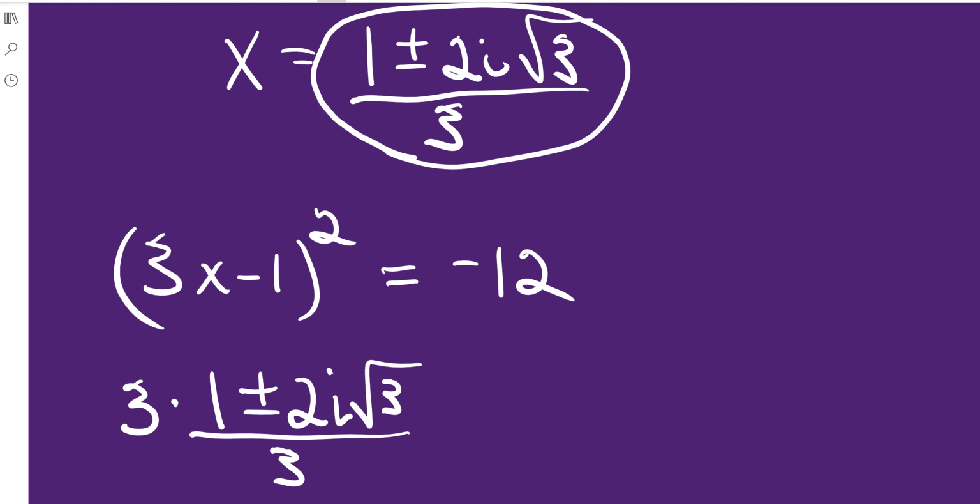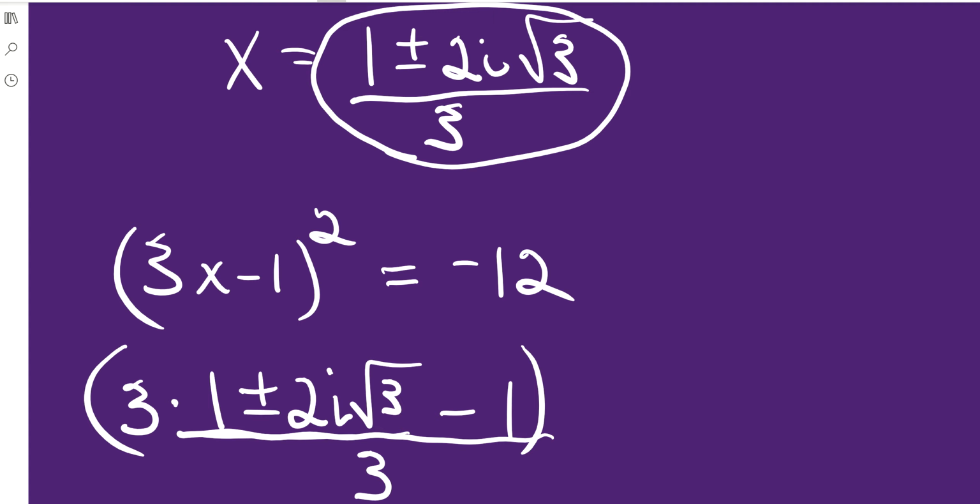Oh, I got this minus 1. That's going to be, minus 1 is like so. That's all divided by 3. So let me write that up correctly. So it'll be looking like this, and it's squared. Equal to negative 12. Let me see if I got that right. 3 times x, and that's this. 3 times x minus 1 squared equals negative 12.